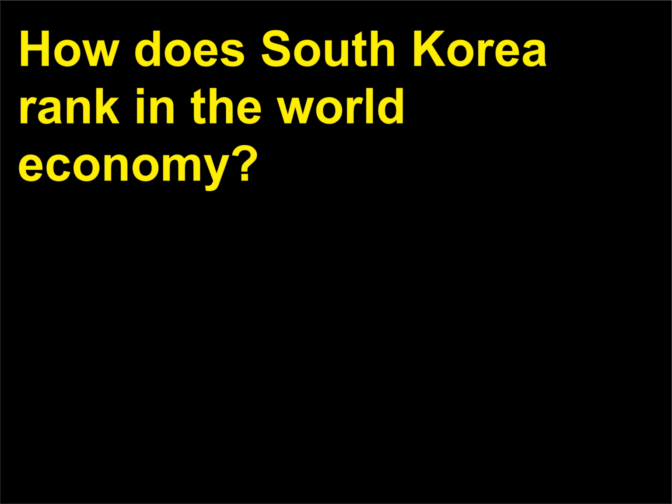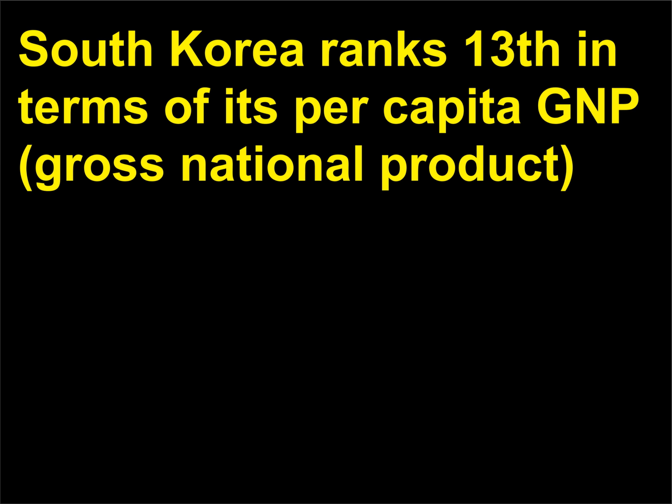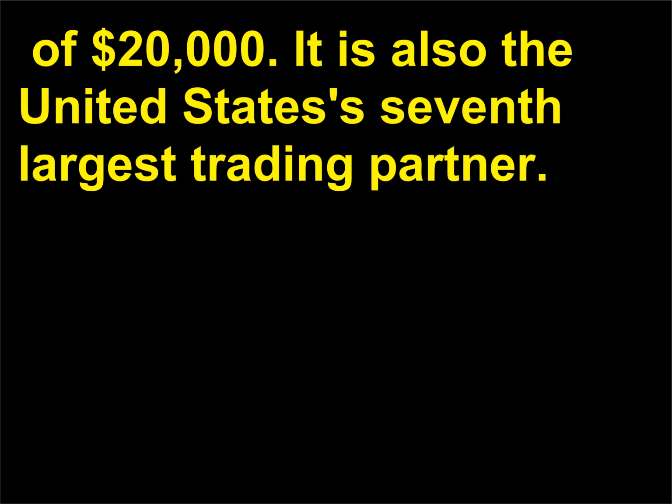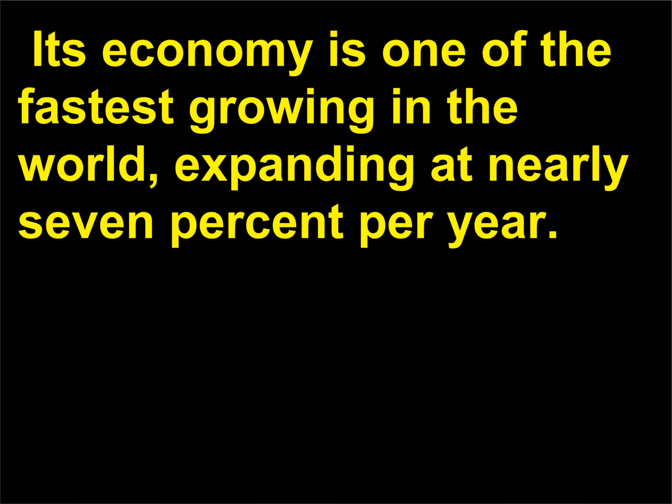How does South Korea rank in the world economy? South Korea ranks 13th in terms of its per capita GNP, gross national product, of $20,000. It is also the United States' seventh largest trading partner. Its economy is one of the fastest growing in the world, expanding at nearly 7% per year.